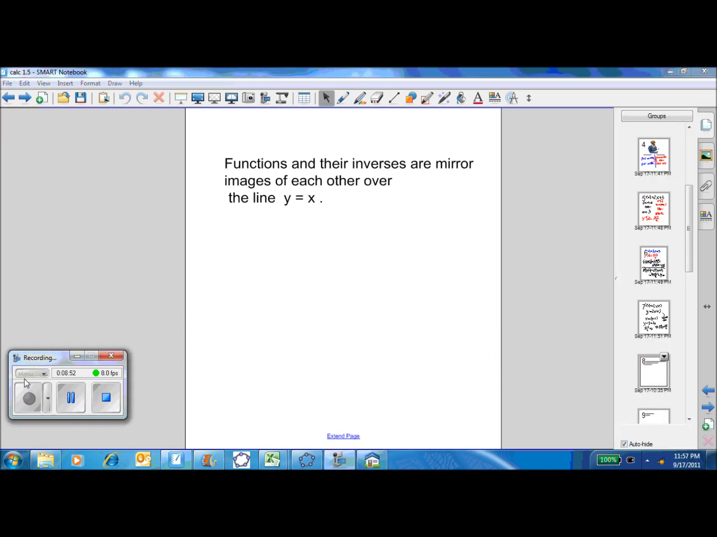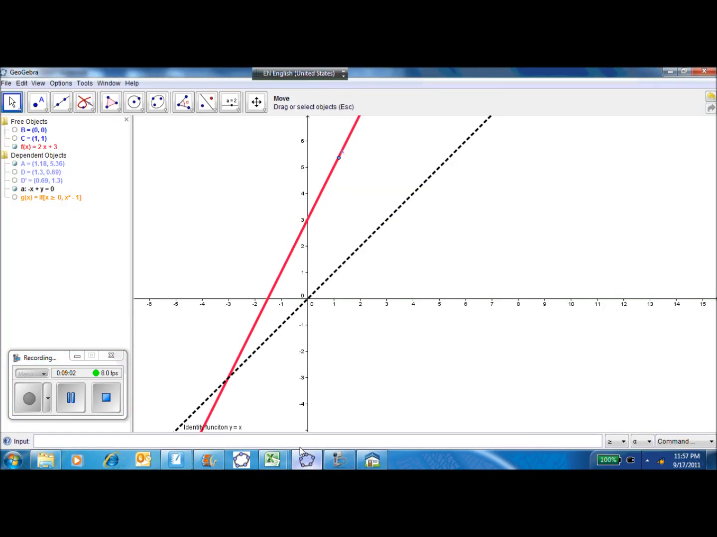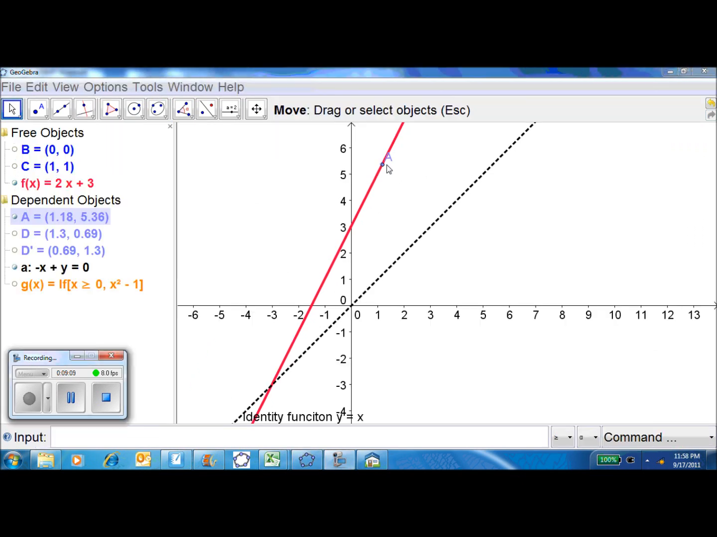Now here's a geometric idea of how you can understand inverse functions. They are mirror images of each other over the line y equals x. And to see this, let's take a look at GeoGebra. I've got the function f of x equals 2x plus 3, and here's the point A on that function. Notice here the y-intercept at (0, 3), and the x-intercept at (negative a half, 0). That's the line y equals 2x plus 3. Now, here's the line y equals x, also known as the identity function, because f of x equals x.